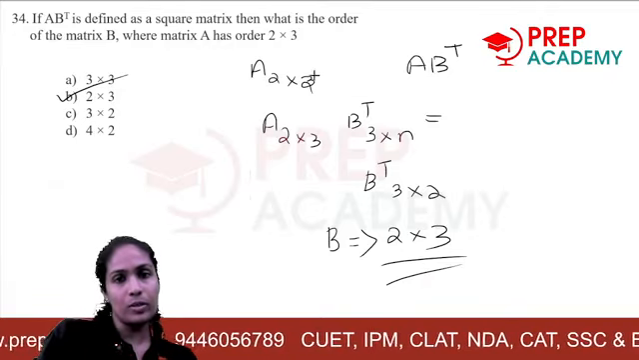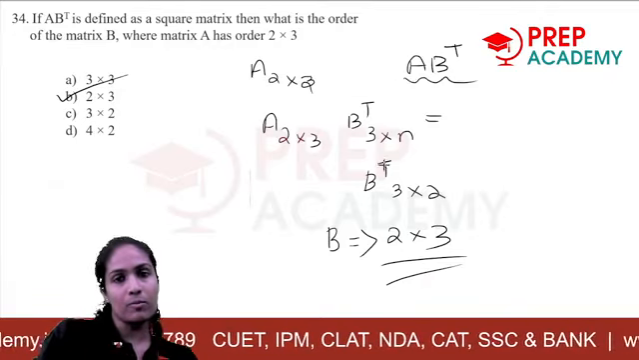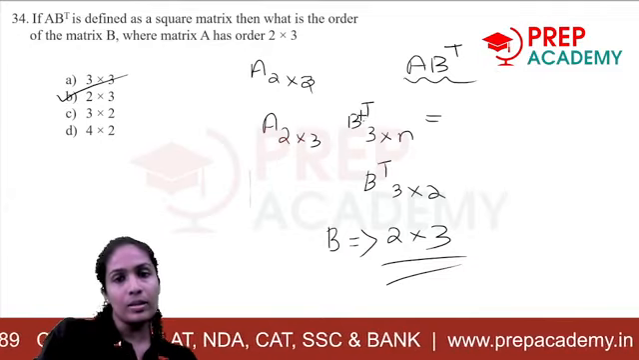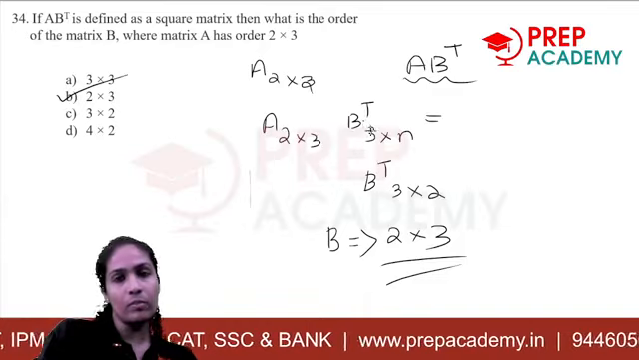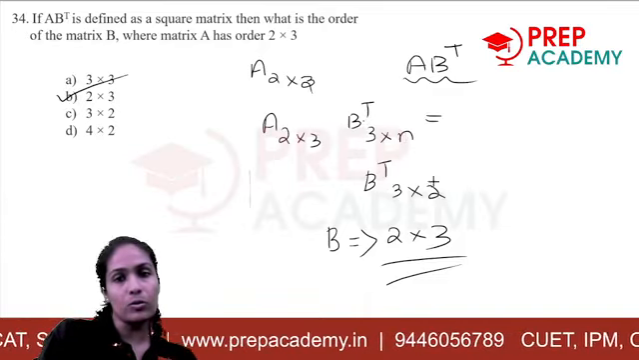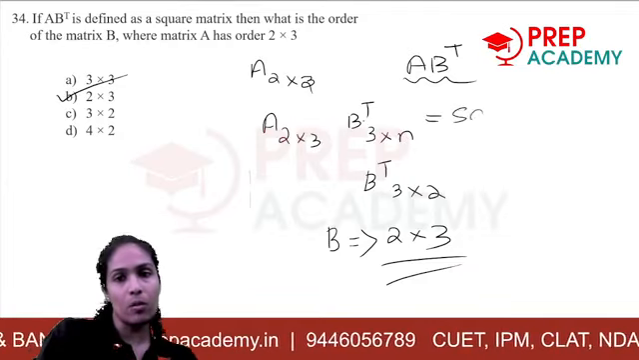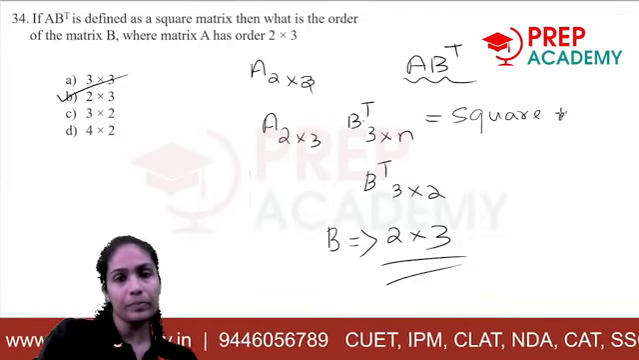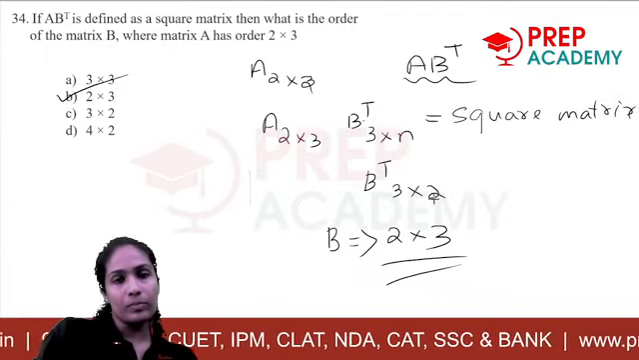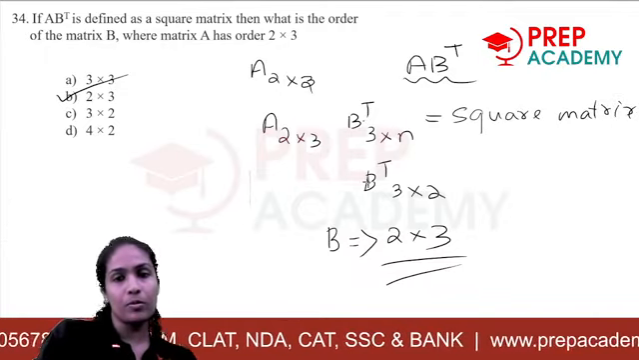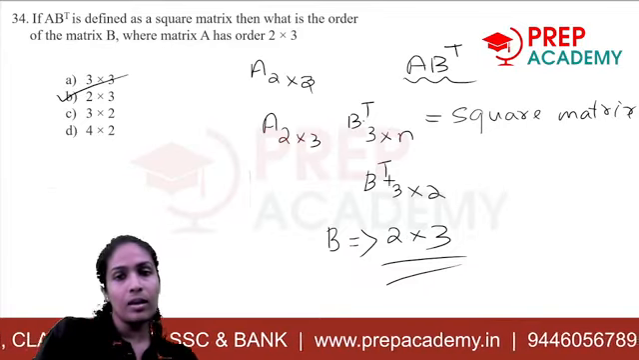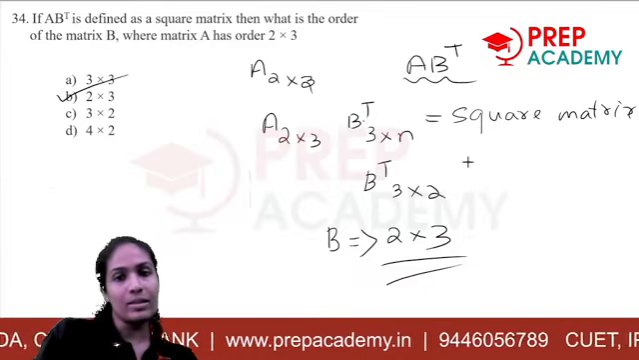A is of order 2 by 3, and the product A B transpose is possible. The product is possible only if the order of B transpose is of the form 3 cross n. So B transpose is of order 3 cross 2 because the result is a square matrix. So the order of B is 2 by 2. B transpose means the matrix obtained by interchanging rows and columns.